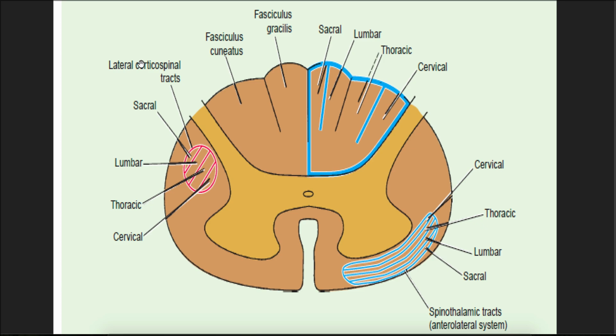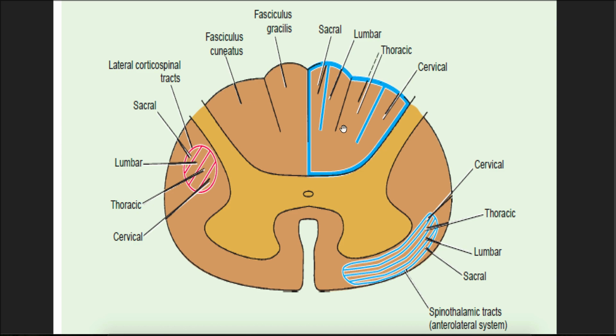For sensory information, I've got this diagram just to show you these tracts that we've been talking about. Here we have fasciculus gracilis and cuneatus. See, gracilis is here, so you will have the lumbar and sacral regions bringing proprioception here. And the cuneatus is present laterally, so that will be concerned with bringing in thoracic and cervical proprioception. So this is the arrangement of fibers in the white columns.